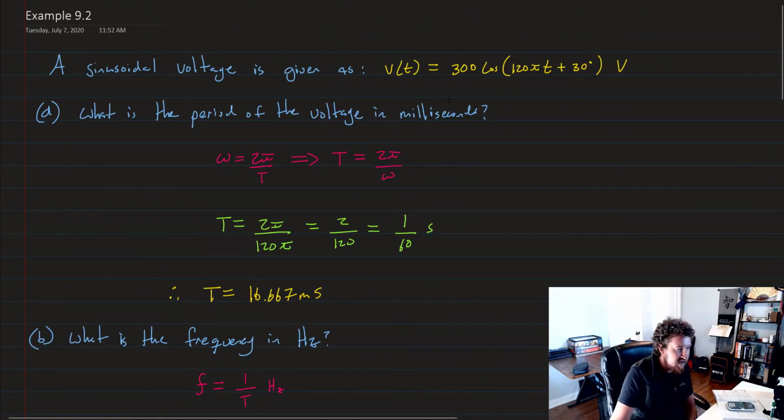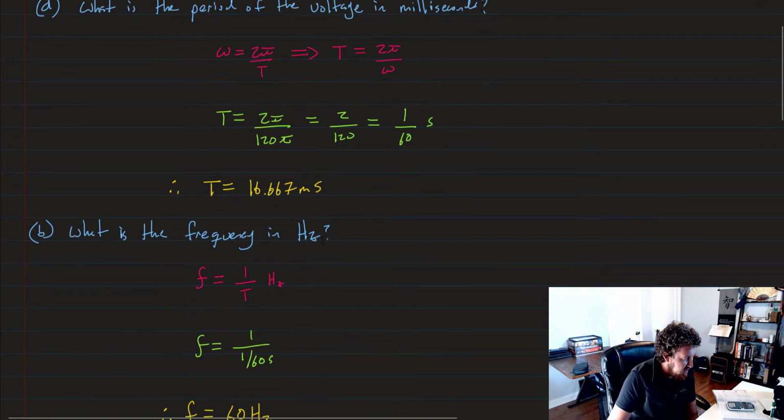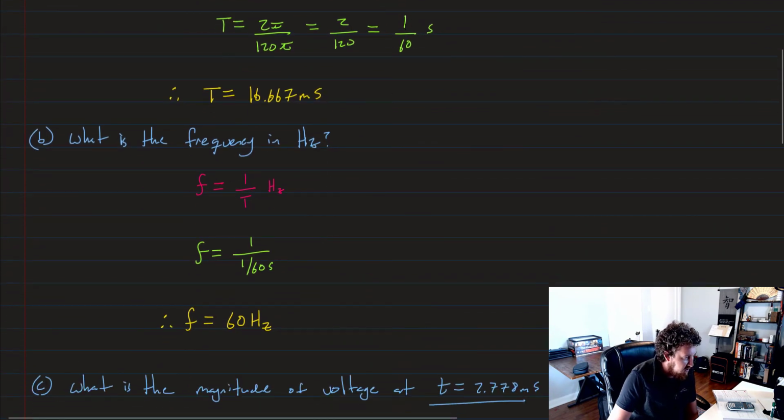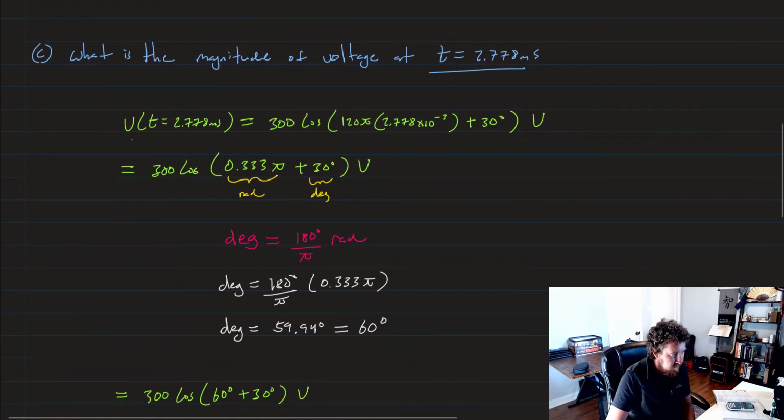Just to recap really quick, we were given a sinusoidal voltage of 300 cosine of 120 pi t plus 30 degrees volts. First, we were asked to calculate the period of the voltage. We knew our frequency in radians per second was 120 pi, so T is equal to 2 pi over omega. That gave us T equals 16.667 milliseconds. Then for frequency in hertz, we used the fact that our period was 1 over 60, so frequency is equal to 1 over T, which is 60 hertz.